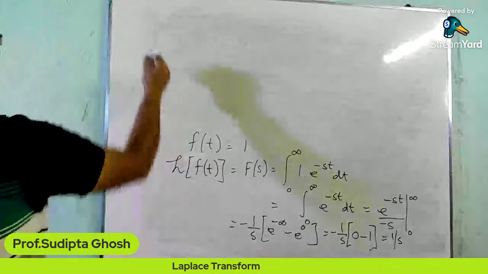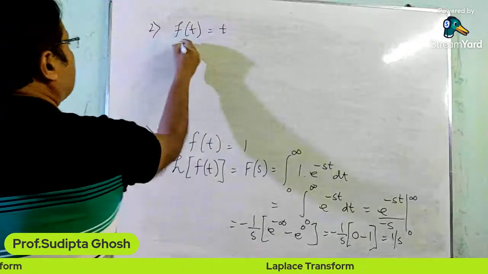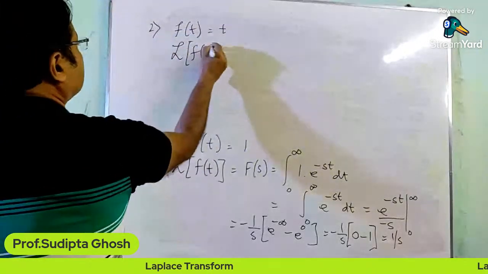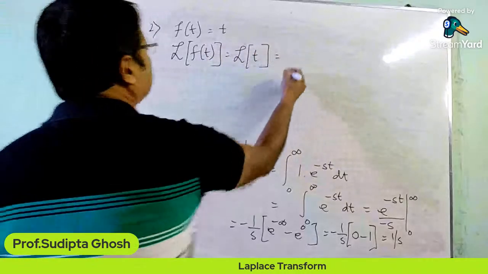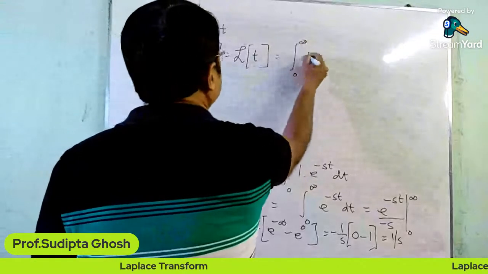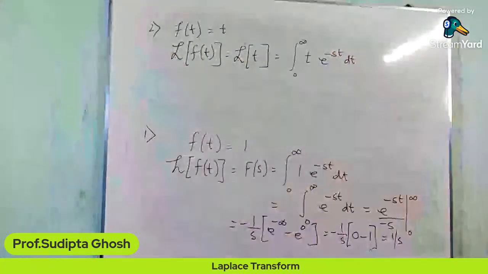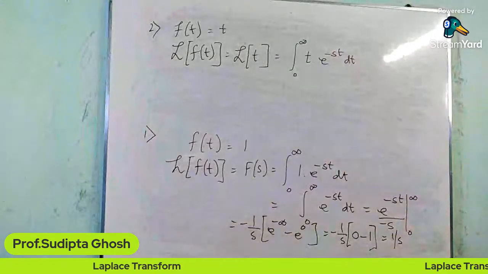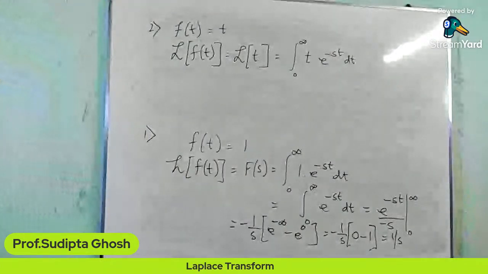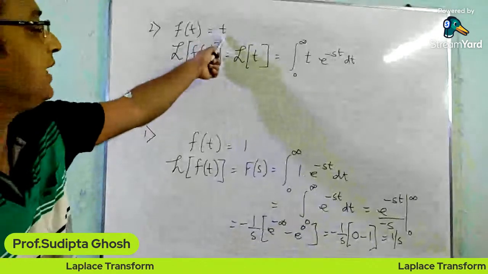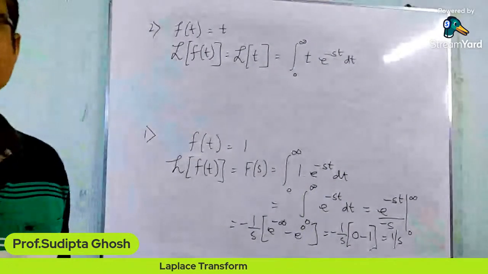Now take another example, number 2. Let f of t equal t. So the Laplace transform of f of t, that is the Laplace transform of simply t, equals the integral from 0 to infinity of t e to the power minus st dt. Again by using the same formula, the integral from 0 to infinity of f of t times e to the power minus st dt, putting the value of f of t as t.